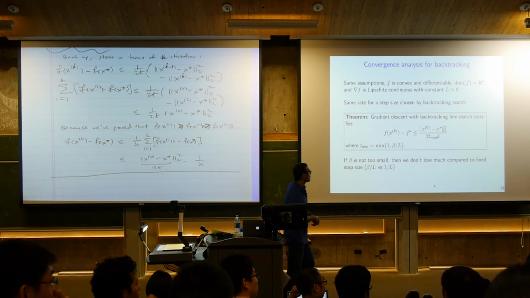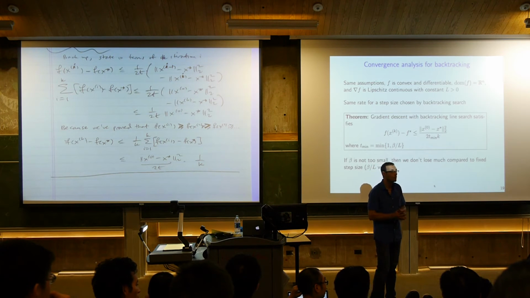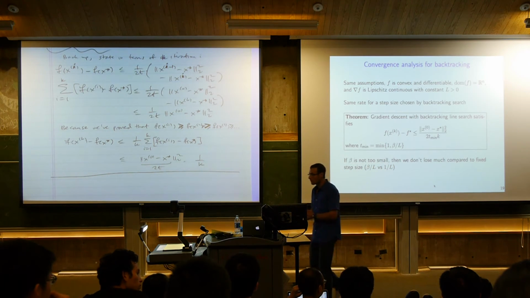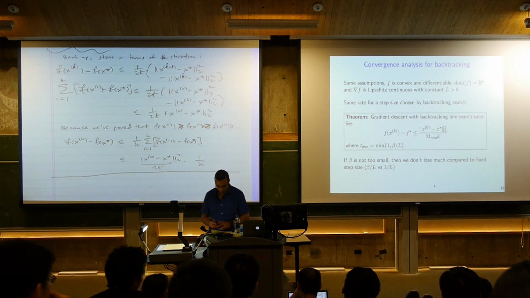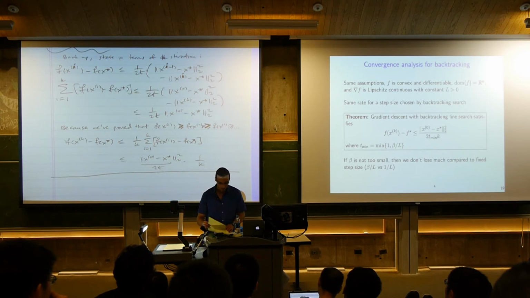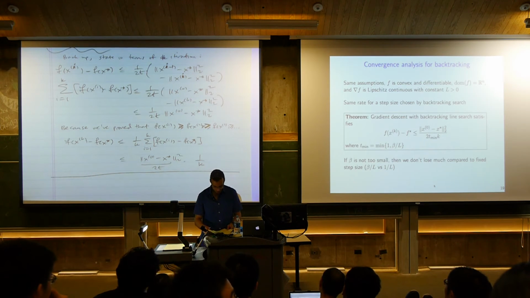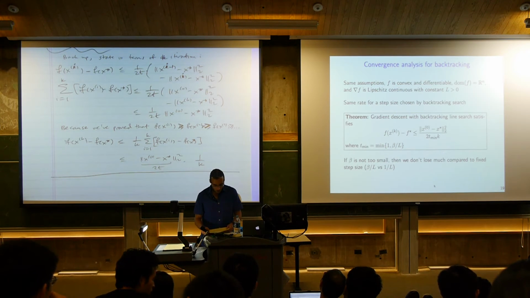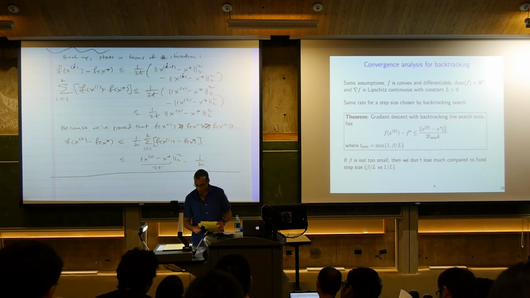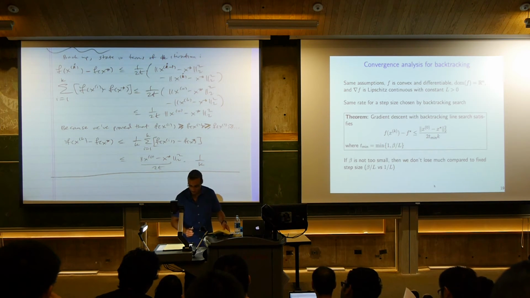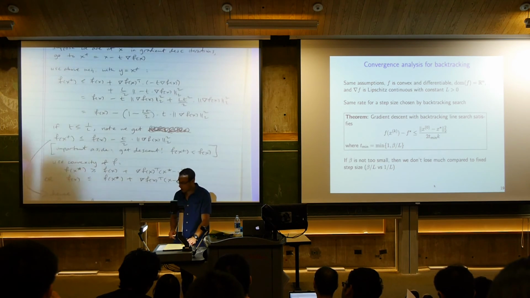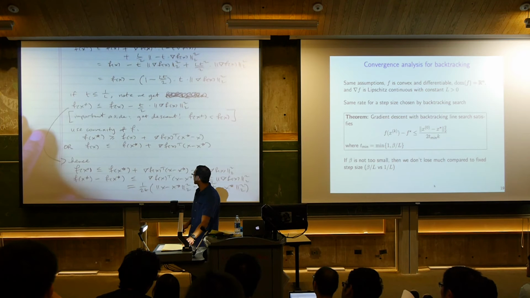Question: from the condition that t must be less than 1 over L, it seems that t can be less than 2 over L, because if Lt is less than t, then that term. Yeah. That's a good question. You're right, if t is made bigger, we still get descent. But we probably won't get the same rate.